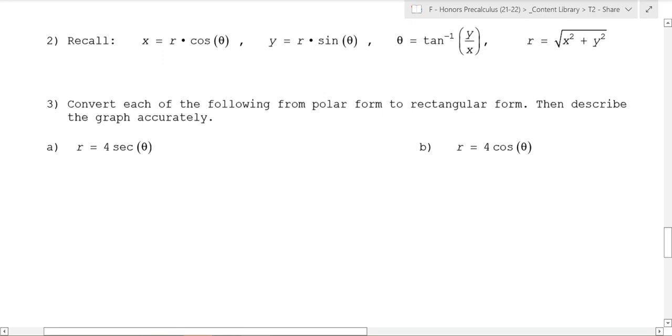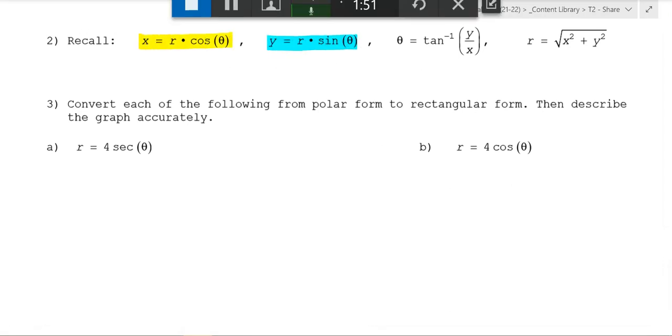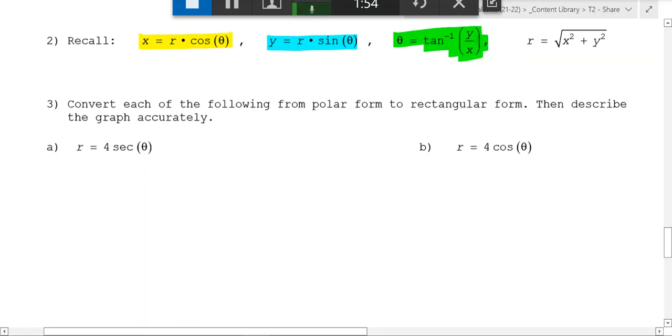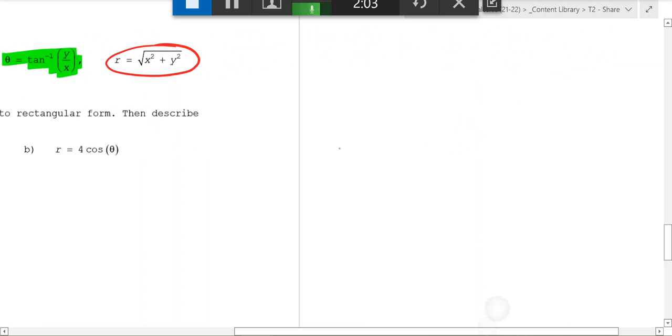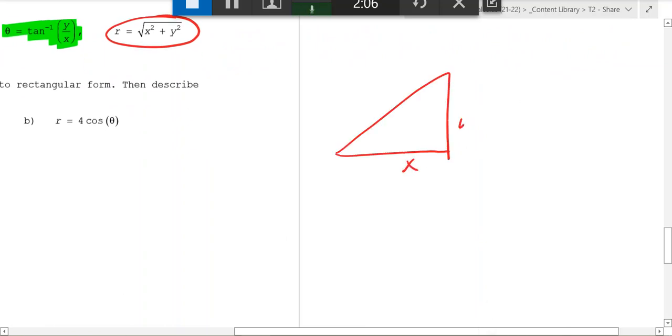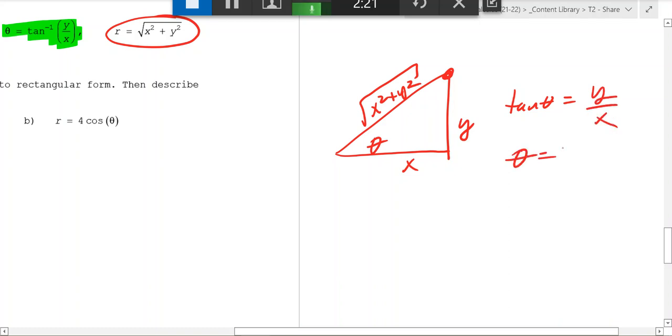First, if you're going from polar to rectangular, x is equal to r cosine theta, y is equal to r sine theta, theta is equal to tangent inverse of y over x if you have the x and the y, and r is equal to the square root of x squared plus y squared. Remember, we get that from these triangles here. If this point right here is (x, y), this length is the square root of x squared plus y squared, and tangent of theta is equal to y over x. So theta is equal to tan inverse of y over x.